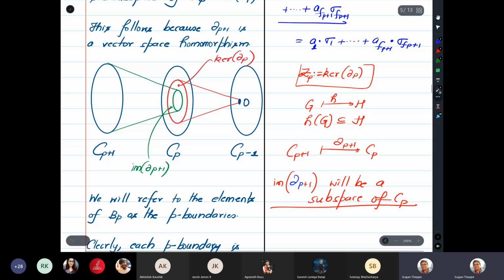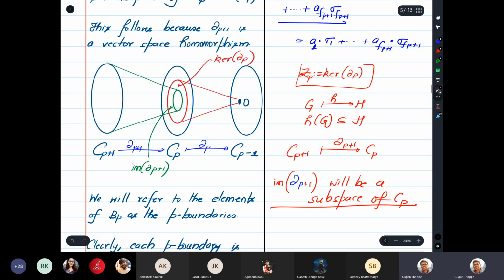So let's try to interpret what is happening. So let's try to see what are the different objects of interest for us from the perspective of homology. On the left, you have C_{p+1}. So this is a vector space. In between, you have C_p. This is another vector space. And on the extreme right, you have C_{p-1}, which is another vector space, right? So between C_{p+1} and C_p, you have this ∂_{p+1} operator, and between C_p and C_{p-1}, you have this ∂_p operator. Okay, so far so good.